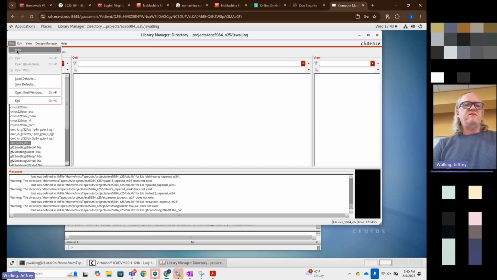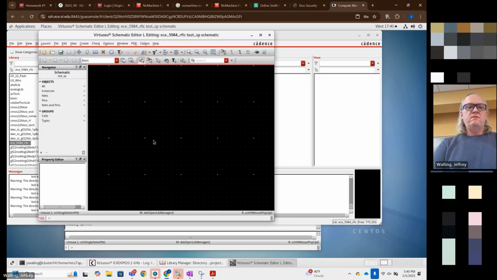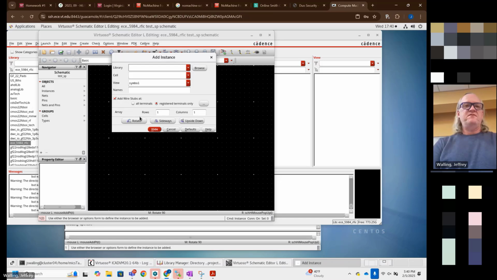Let's go ahead and make a cell view. Let's call this test_SP. And we're going to start adding something. Cadence is generally driven by keyboard and mouse, meant to be driven by one hand on the keyboard, one hand on the mouse, and they use bind keys to aid that. So to insert something into a schematic, you press I. You can reset the bind keys if you want. I'll show you how to do that at some point.